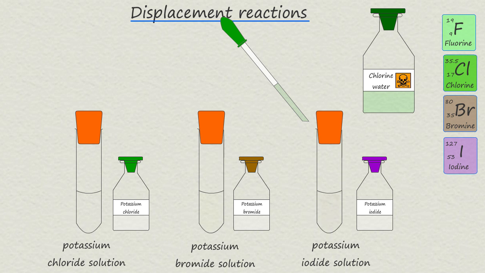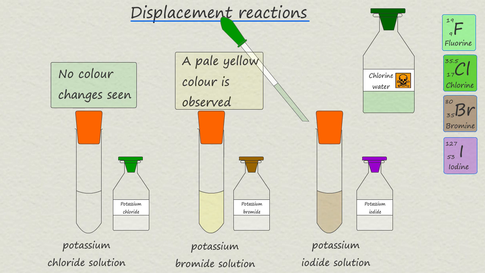The results from this experiment are: the boiling tube with potassium chloride in it shows no change in colour, while the boiling tube with potassium bromide turns yellow, and finally the boiling tube with the potassium iodide in it turns a light brown colour.